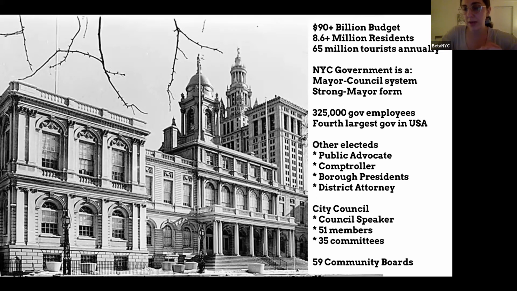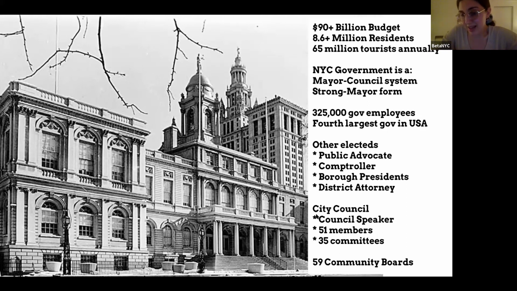The first largest government in the United States is the federal government. The second is the state of California. The third is the state of New York, and the fourth is the city of New York. We really have a massive city and a massive government, dedicated civil servants, and we do a lot.